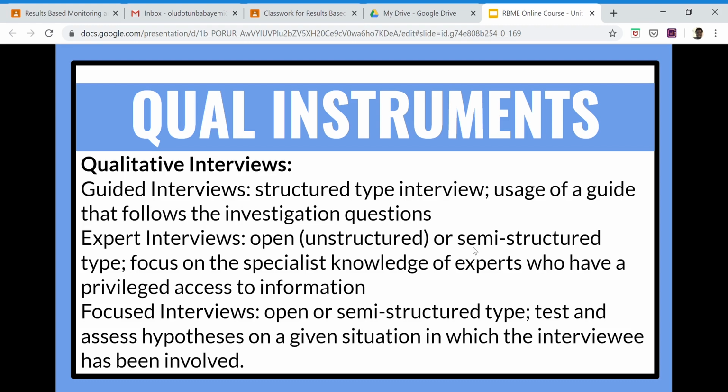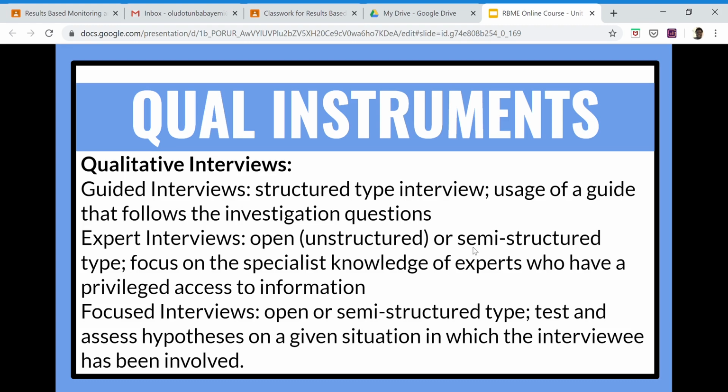So semi-structured means that, yes, you wrote a guide, a structure, you already have a guiding question. But aside from that guiding question, you could also allow the interviewee, the expert, to actually change some of the questions you have, change the direction of some of the questions you have. So you're not rigid about your investigation questions or the evaluation questions. It means you could develop some questions from what you get from the expert. So that's just what it means.